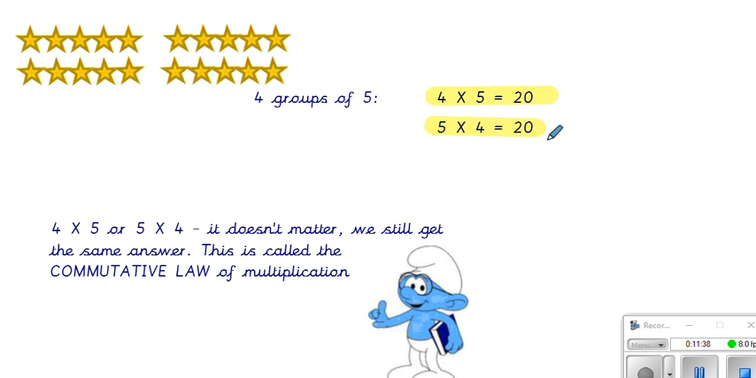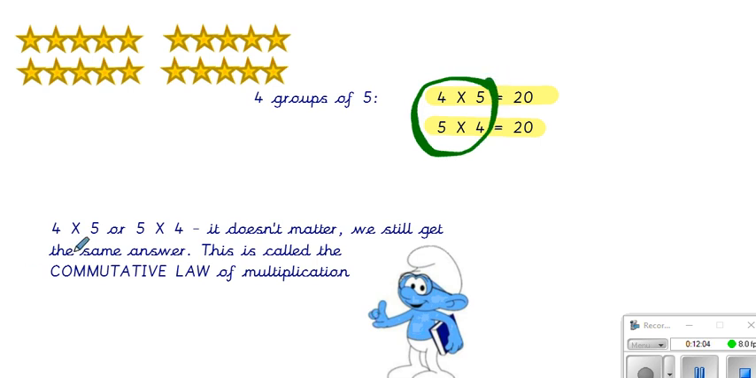Now we're going to try and be quite brainy and use a posh maths word. So 4 times 5 or 5 times 4, it doesn't matter. We always get the same answer. So it doesn't matter which way round you place your numbers in your multiplication problem. This is called the commutative law of multiplication, that it doesn't matter which way round these numbers go.